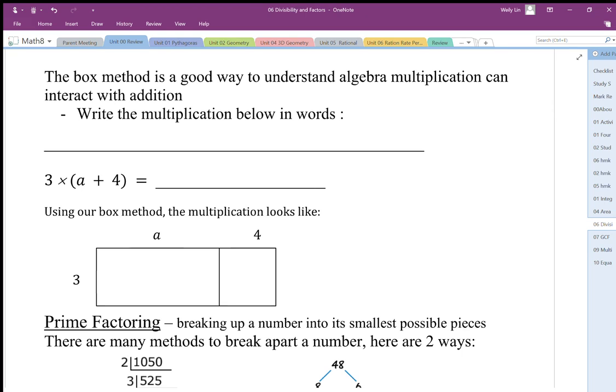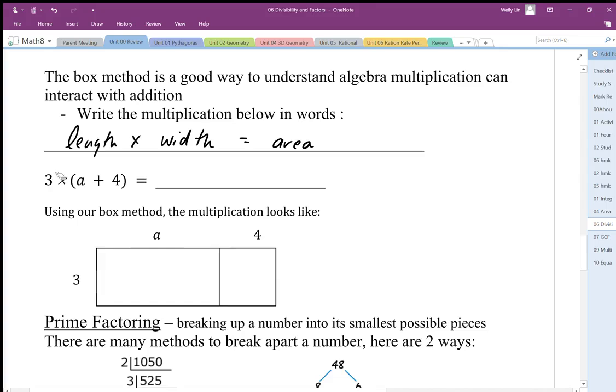The box method is a good way to understand how algebra and addition can interact with each other, because again, multiplication and addition are two different things, but we can put them together and we can see how they come together in this box method and how they interact with each other. So when we talk about multiplication in words, we were basically talking about length times width gives us the answer of area.